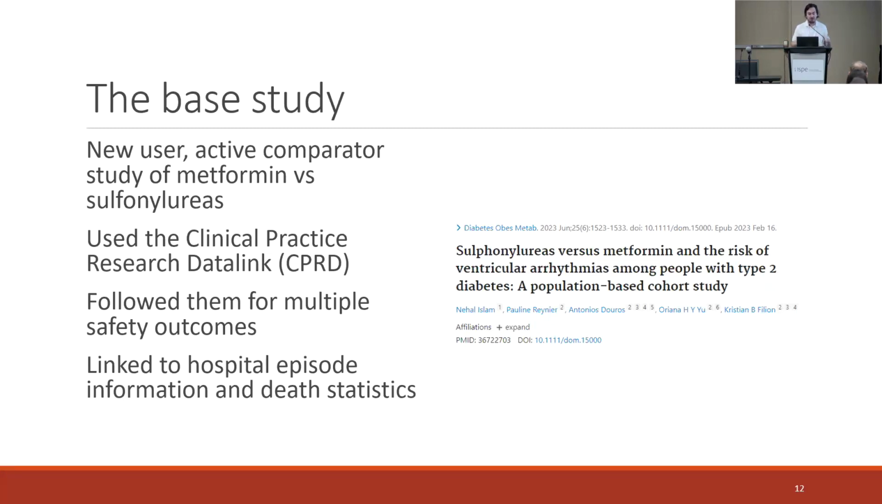And it also linked to hospital episode information and death statistics, and this is really good if you care a lot about a lot of these outcomes that they were measuring, but it has some drawbacks in CPRD because several locations within the UK don't do these linkages. They're concerned about patient privacy and they would contribute data to CPRD, but they're not willing to link to the hospital episodes or the actual deaths.